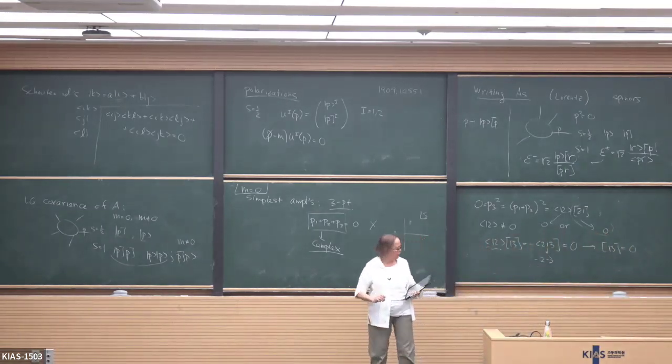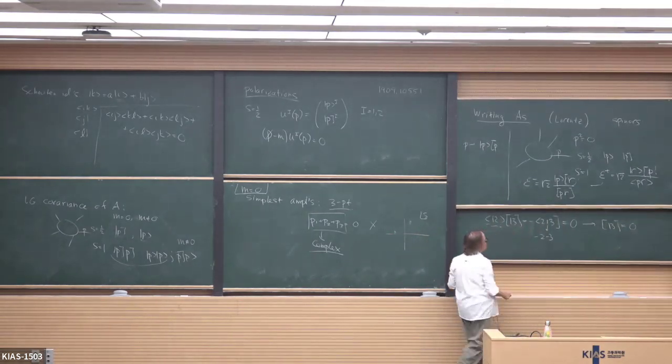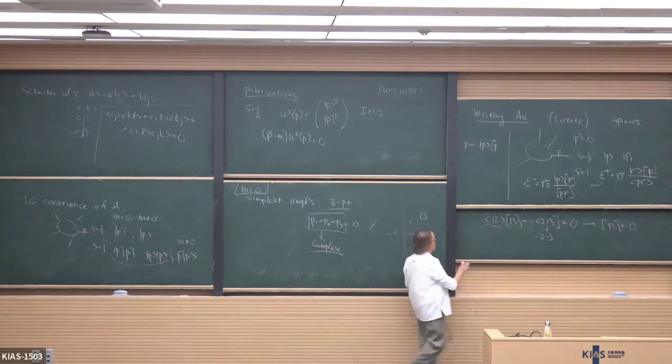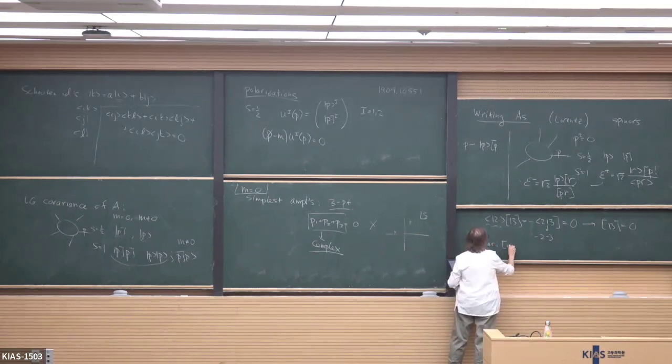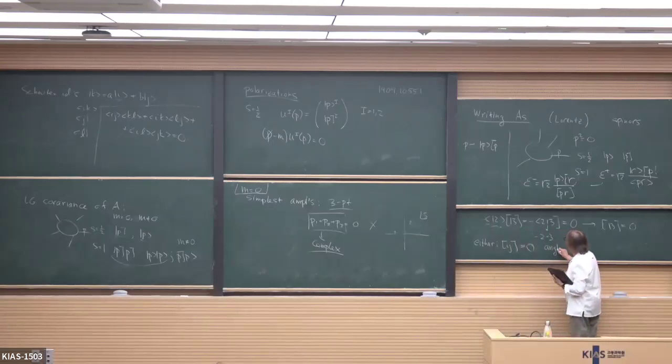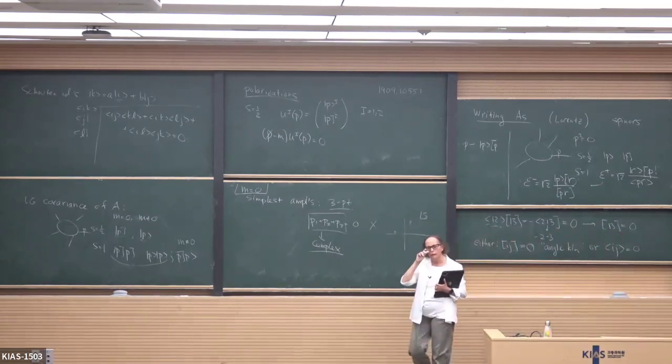So when you're talking about 3 points, you are talking about a very special kinematics in the complex plane. You either have that all these square brackets are 0, and then the only non-zero objects are the angles. This is sometimes called angle kinematics, or all the ⟨ij⟩'s are 0.